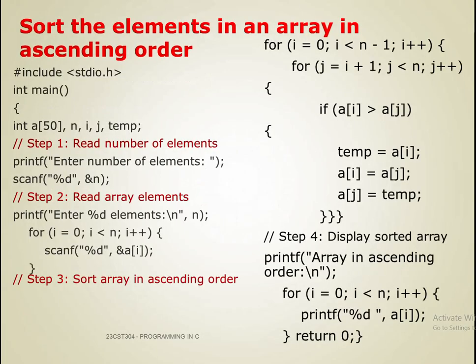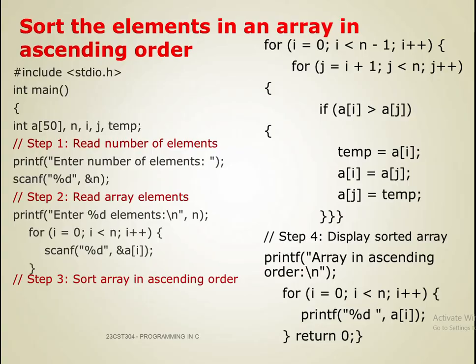Suppose a of i equals 23, a of j equals 5. We want a of i equal to 5 and a of j equal to 23. We cannot directly do a of i equal to a of j, because after the first statement the original 23 is lost.